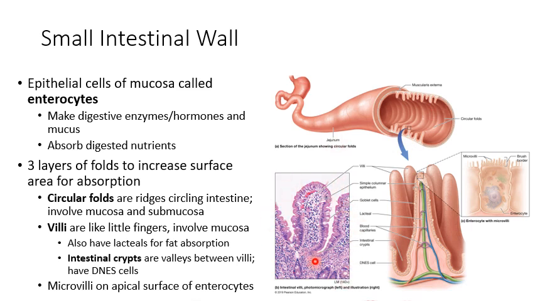These are the villi. This would be like a photomicrograph of the villi, and here's a diagram of the villi. So you can see in every villus you have blood vessels coming up into it, and you also have a lacteal coming up into it. Then lining it you have the enterocytes, some of which are secreting mucus, some of which would be secreting enzymes. In these intestinal crypts between the villi you have DNES cells secreting hormones. And then if you were to zoom in on any one of those enterocytes, you would see that the top surface or the apical surface is covered with the microvilli, the little projections.